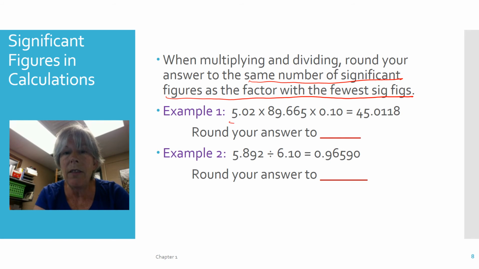So when we look at these numbers, this first number, 5.02, has 3 significant figures. 89.665 has 5 significant figures. 0.10, this 0 doesn't count as significant. It has 2 significant figures. So the fewest sig figs is 2. That means we want to round this answer to 2 significant figures.